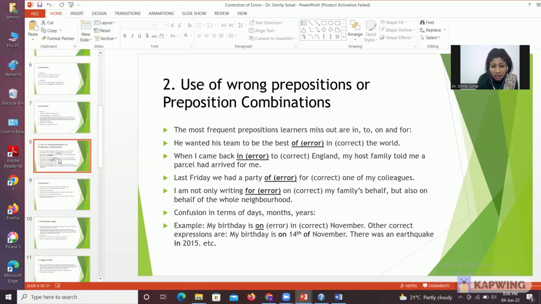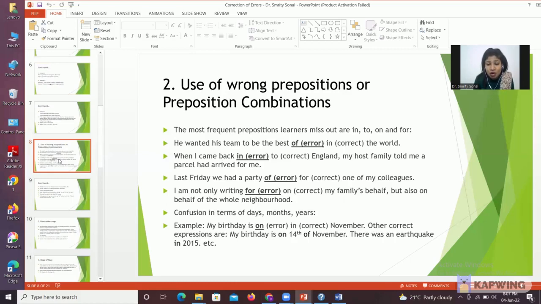Now we have some more examples like that. A very common error that we make is in the usage of days, months, and years. If you are talking about a specific day, a specific time, then you have to use on. Like my birthday is on 10th of November, because it is one specific day. And when you say it is in 10th of November, it is wrong in terms of the preposition combination, because in brings in a wide range. November can start from the 1st of November and end on the 30th of November.